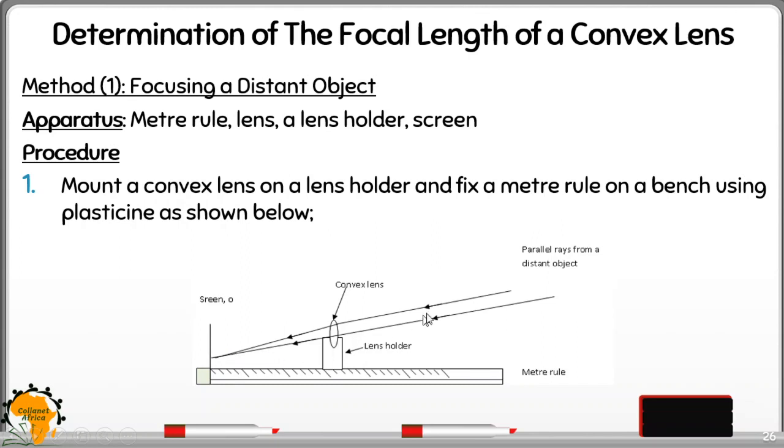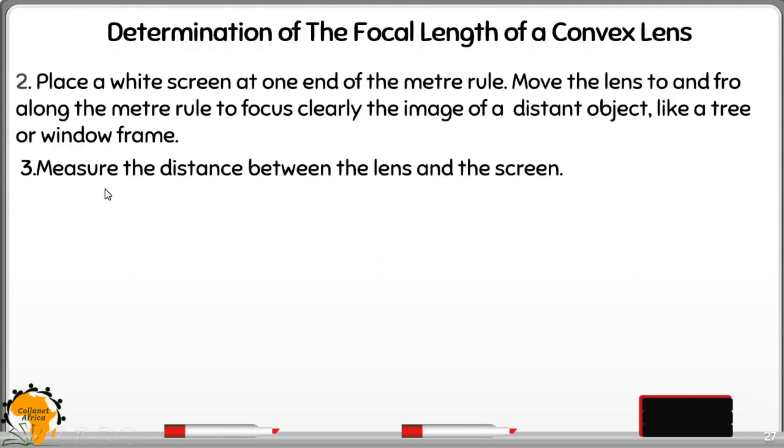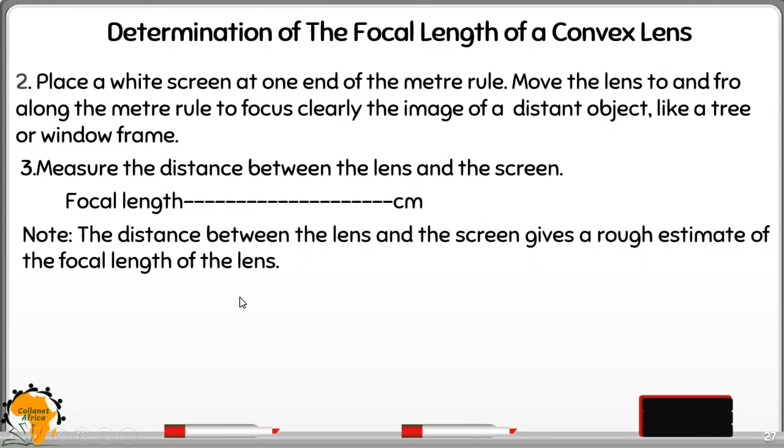Remember, we are saying that rays that are parallel and coming from far away from the lens are brought to focus on the principal focus, which implies where we have the image is the principal focus, and therefore the distance between the screen and the lens will give us the focal length. That's what you're supposed to measure. Measure the distance between the lens and the screen, and you're going to get the focal length in centimeters.